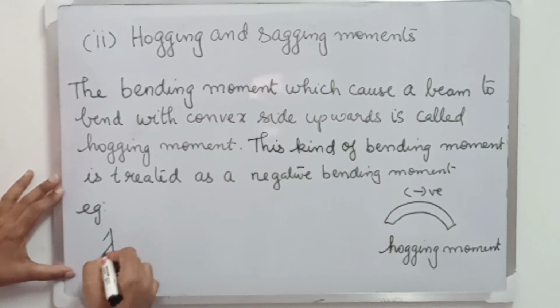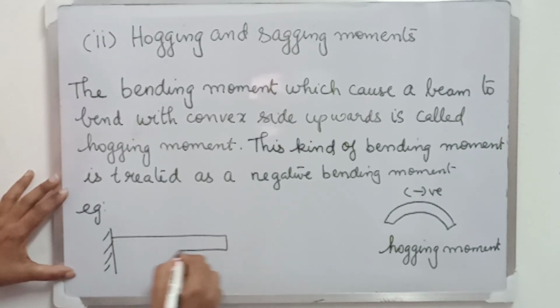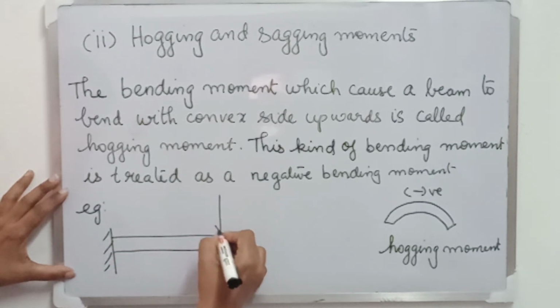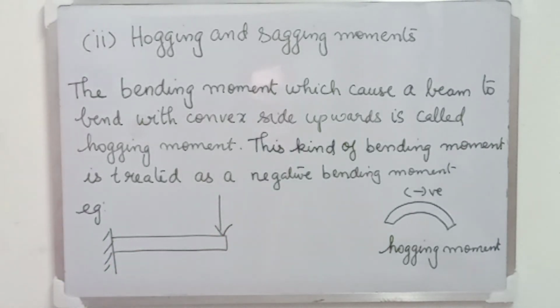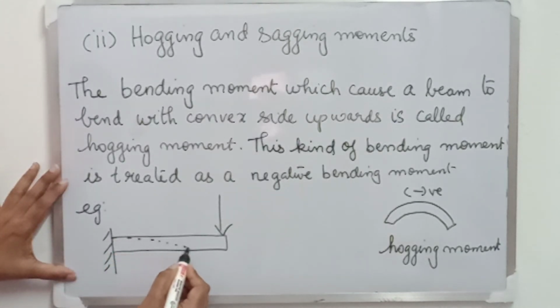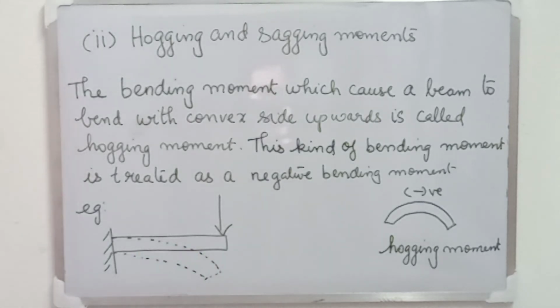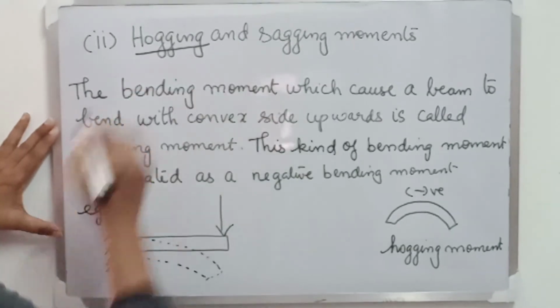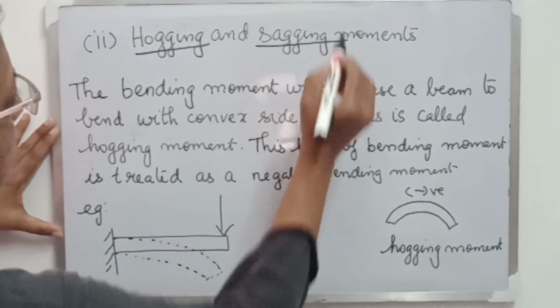Now let me show an example of hogging moment. Here a cantilever beam with a load at the free end is considered. Now when a load like this is acting, the beam will tend to bend like this, that is with the convex side upwards. So this is a very simple example of hogging moment. So now we saw what is a hogging moment. Next let us see what is a sagging moment.